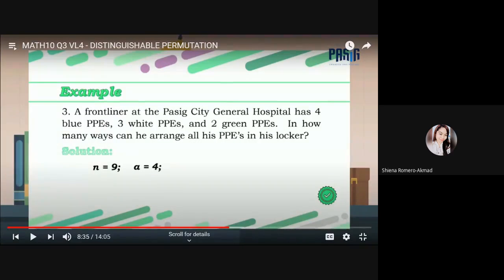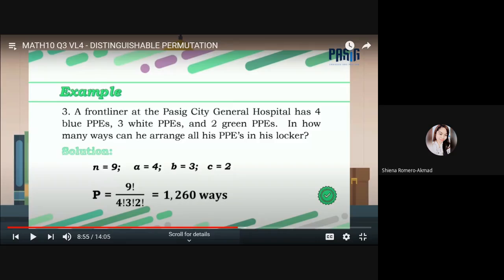So there are 9 PPEs: 4 are blue, 3 are white, and 2 are green. If you solve that, you'll have 9 factorial divided by 4 factorial times 3 factorial times 2 factorial. And that is equal to 1,260 ways.